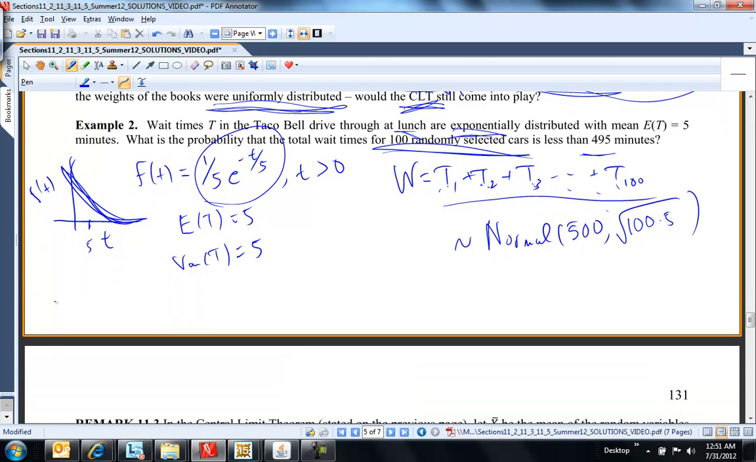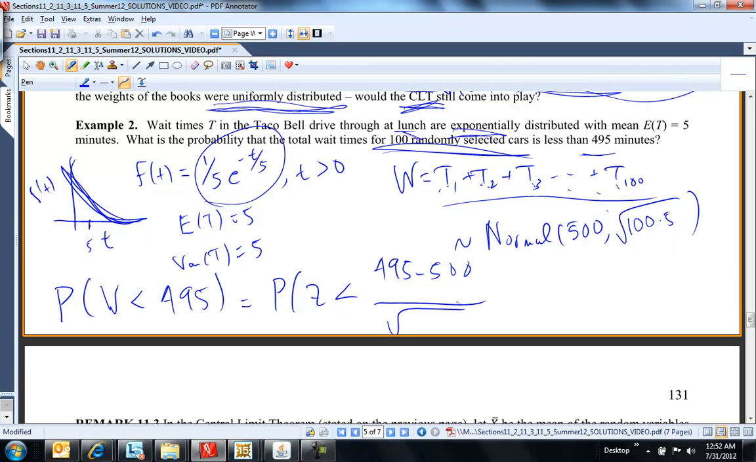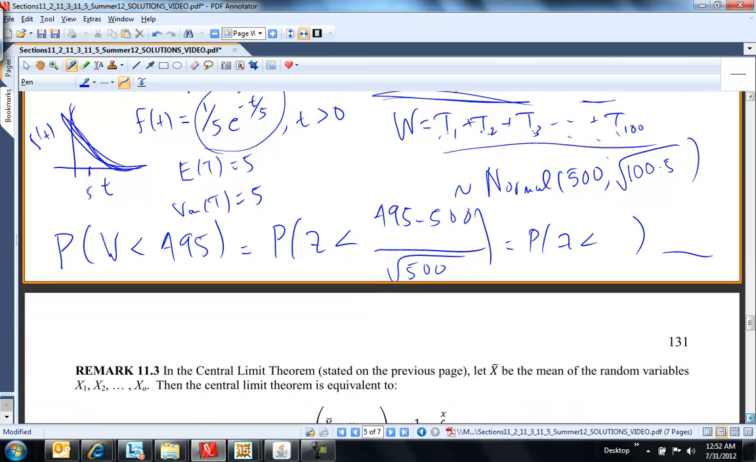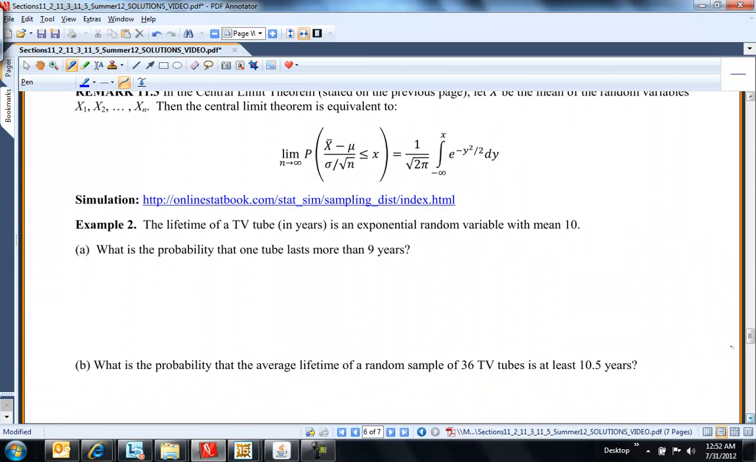So now to find the probability, I don't think I have any more room. Oh yeah, I do. So to find the probability that the total wait time is less than 495, I'm just going to convert again. The probability z is less than 495 minus 500 divided by the square root of 500. I get a z-score, go to the table, etc. Okay, so I think that's good. I'll do the next part.